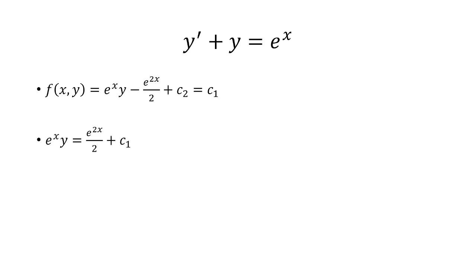So now I just need to solve for y. I got rid of the constant on the left there, the c2, subtracted both sides by that, and then I added e to the 2x over 2. Finally, I multiplied both sides by e to the negative x power and got my answer to be y equals e to the x over 2 plus a constant times e to the negative x. And that's my answer.